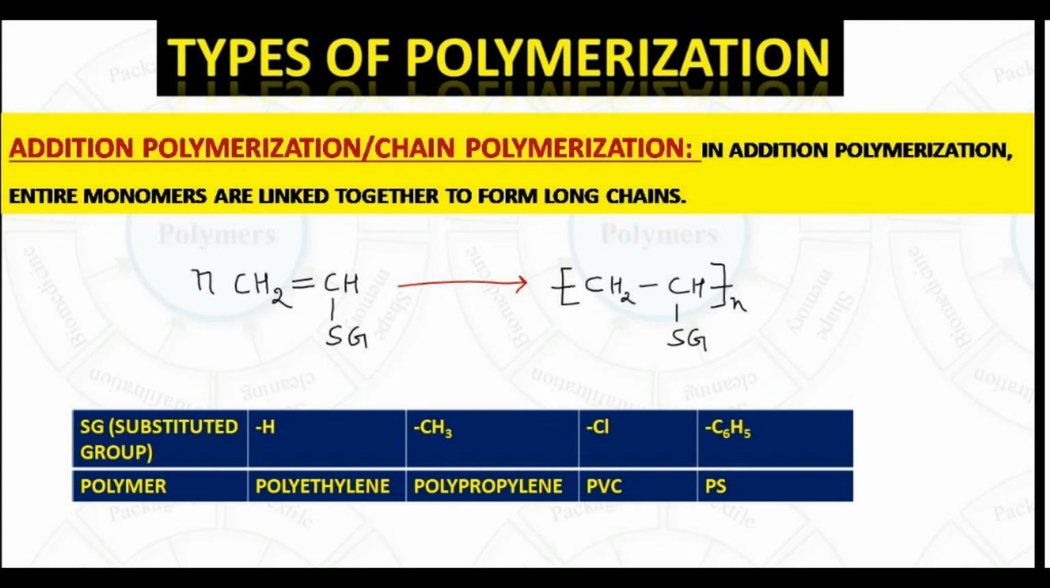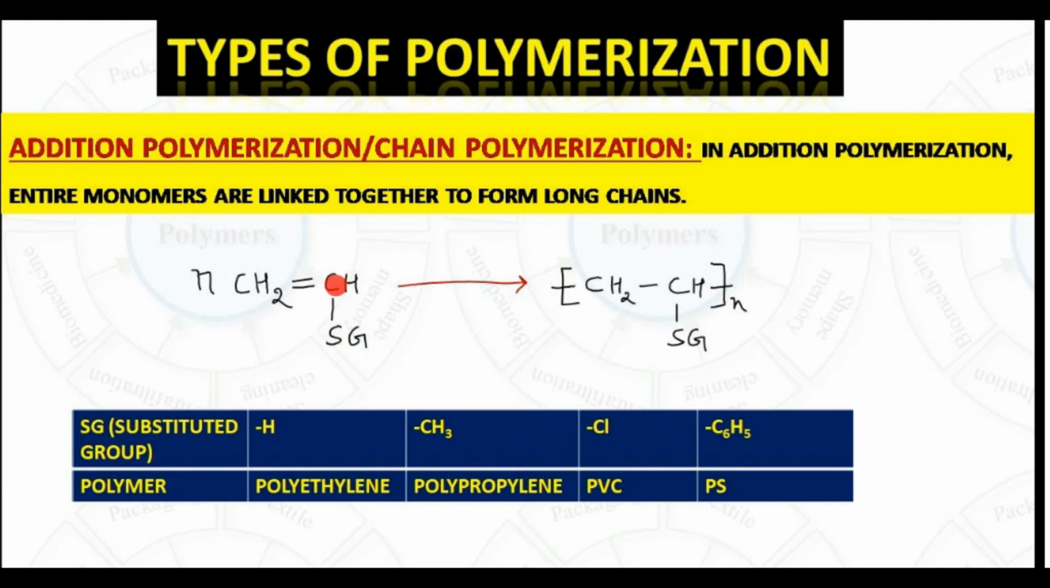Okay. So what actually we do in the addition polymerization, you can see in addition polymerization, entire monomers are linked together to form a long chain polymer. That means, say for example, you have been given a large number of monomers. So all these monomers will merge together, or link together, to form a macromolecule, and that molecule would be your polymer, right? So this is just one example, CH2 double bond CH, and this is the SG. SG is the substituted group. That means you can substitute this.